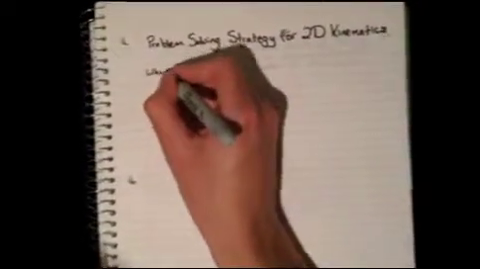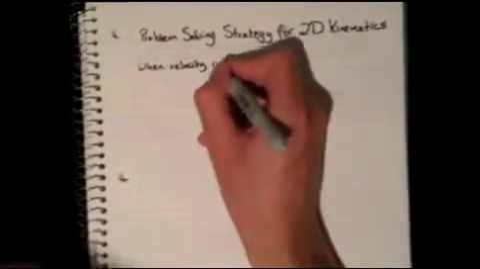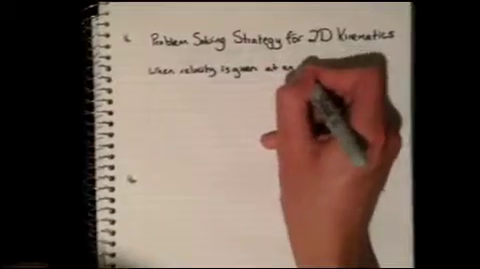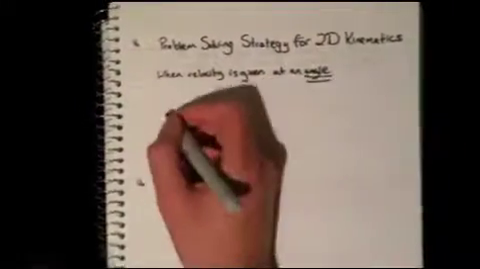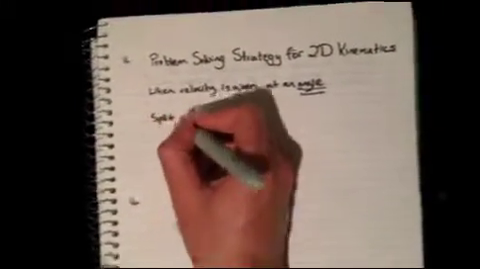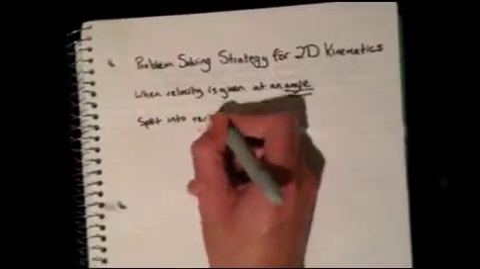This is a problem-solving strategy for 2D kinematics. You're going to want to use these methods whenever the velocity is given at an angle. Split the velocity into vertical and horizontal components.